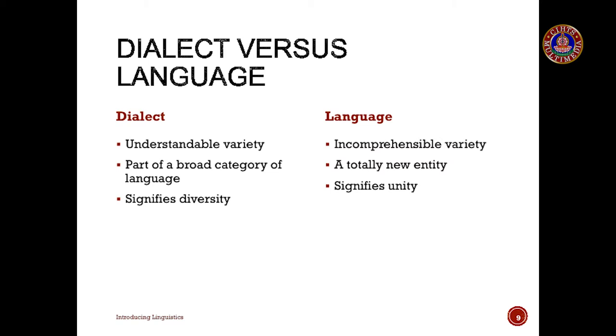understandable variety. Dialect is just a variety, but you understand that. What is language? Incomprehensible variety. It's a variety of language which you will not understand. So you will have to look towards the person for more assistance, and we will categorize it as language. Are we clear about dialect and language?